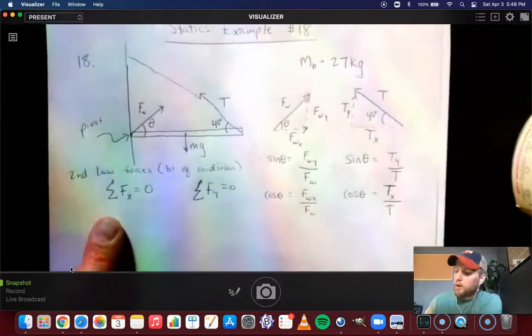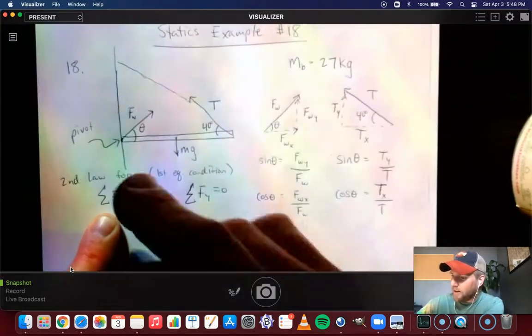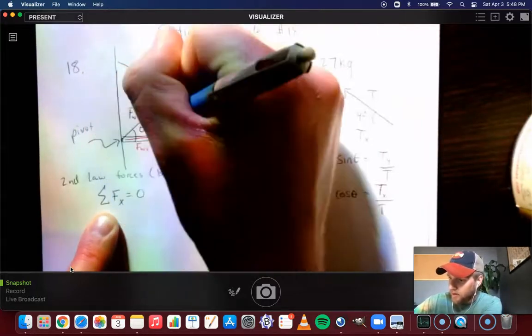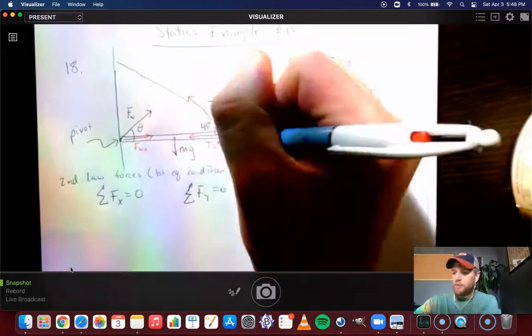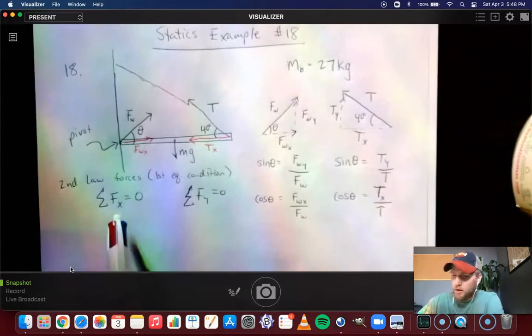So let's do this. What are the forces acting in the x direction here? In fact, I'll add on to our original picture. We've got FWX, and we've got Tx. Those appear to be the only forces acting in the x direction. So let's pop those in right here.